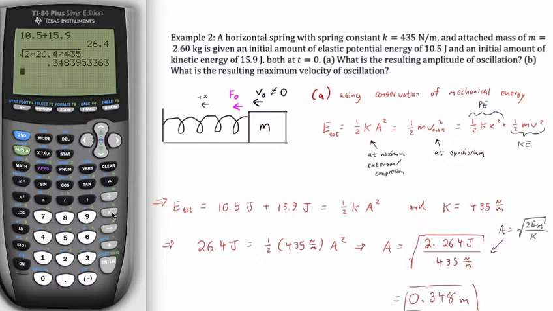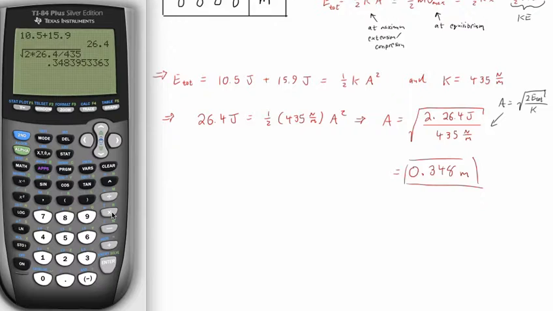In part B, we are asked for the resulting maximum velocity of the oscillation, and we'll use a quite similar technique. We're simply going to relate the total energy to 1/2 m v max squared. I will leave it symbolic this time, rather than just doing it as a side note, and show you that if we solve for v max, it's going to be 2 times the total energy divided by the mass. Quite similar to the concept of 2 times the total energy divided by the spring constant in order to find the amplitude.